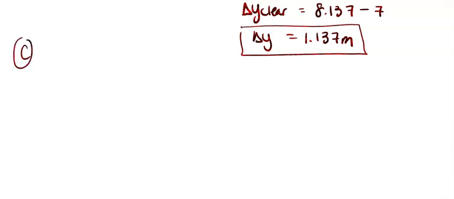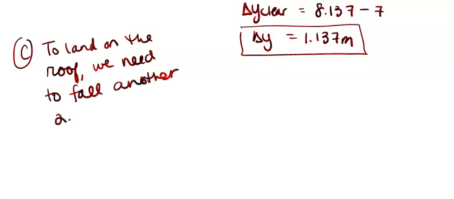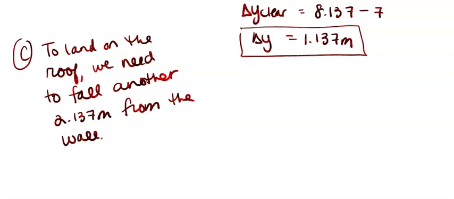So moving on to C, we're going to find the distance from the wall to the point where the ball lands on the roof. Alright, so when it lands on the roof, we have some choices, and the best way that I think to find it is to figure out where it needs to fall. So when we reach that 2.2 seconds, we have already fallen to a height of 8.137 meters. So we need to fall another 2.137 meters to reach the actual level of the playground, to get to that 6-meter high value, which is the floor of the roof.